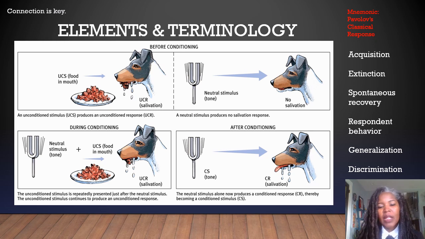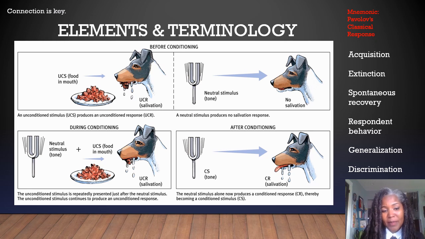Now, when you see CS, a CS will elicit a CR. So C stands for conditioned. So a learned spark will produce a learned reaction. When you see R, we're thinking of responses, okay, a reaction. So when you put it all together, your UCS will elicit a UCR.